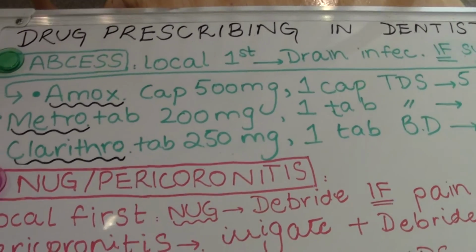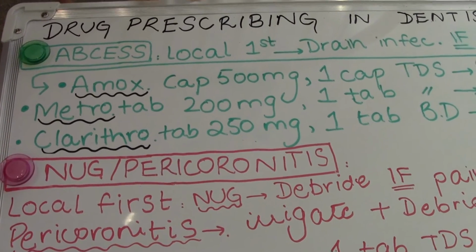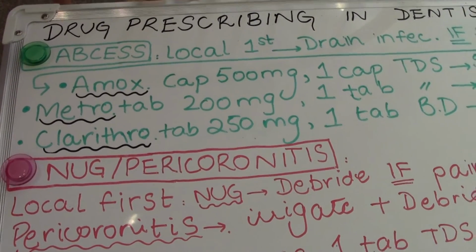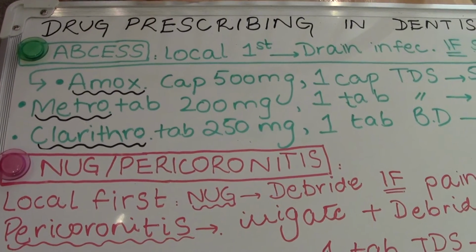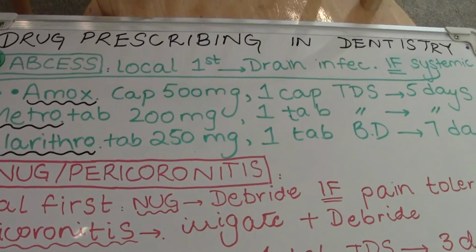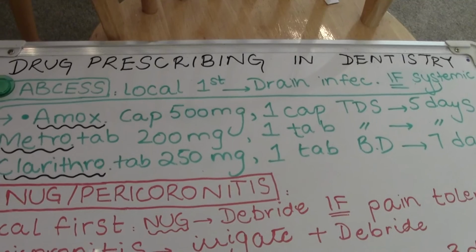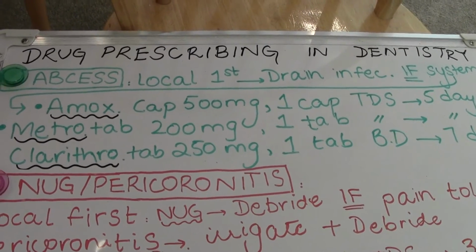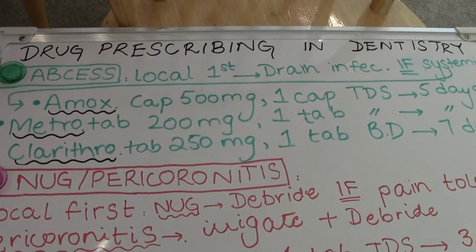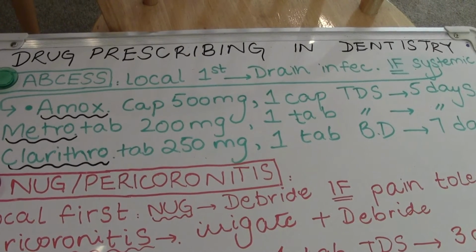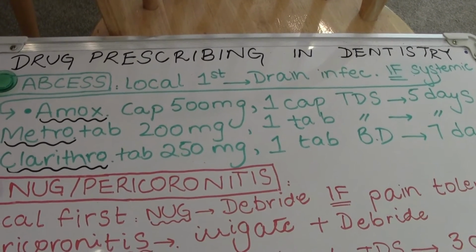However, if the abscess is causing systemic signs, like I mentioned before, then we're going to give amoxicillin, 500 milligrams capsule, 1 capsule, 3 times a day for 5 days. Now remember, in abscess conditions, both metronidazole and amoxicillin that we're giving are given for 5 days.